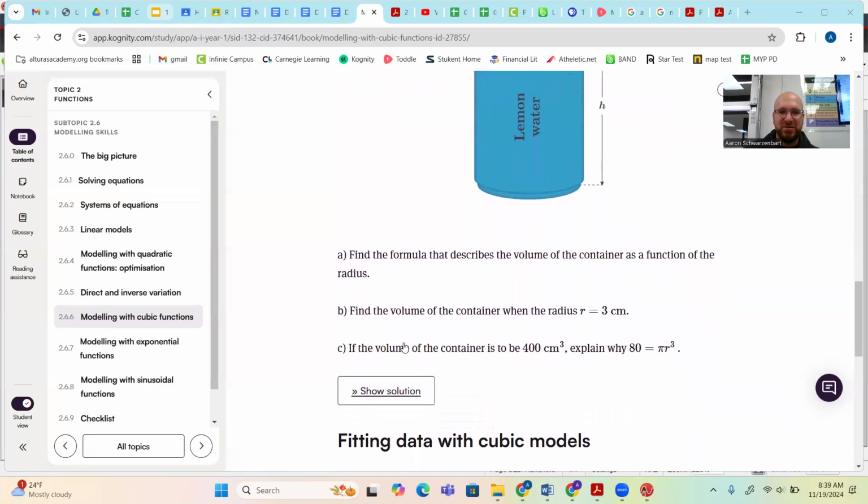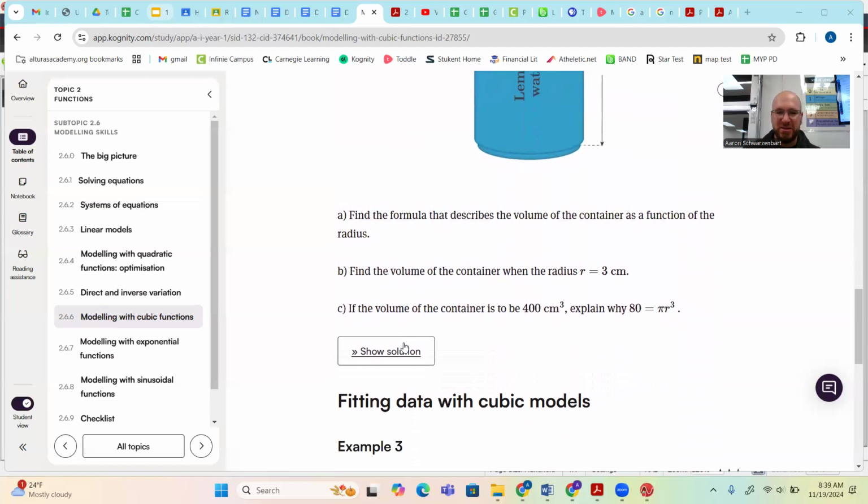Okay, so find a formula that describes the volume. Well, volume of a cylinder in general is pi r squared h. But we also know that h equals 5r.